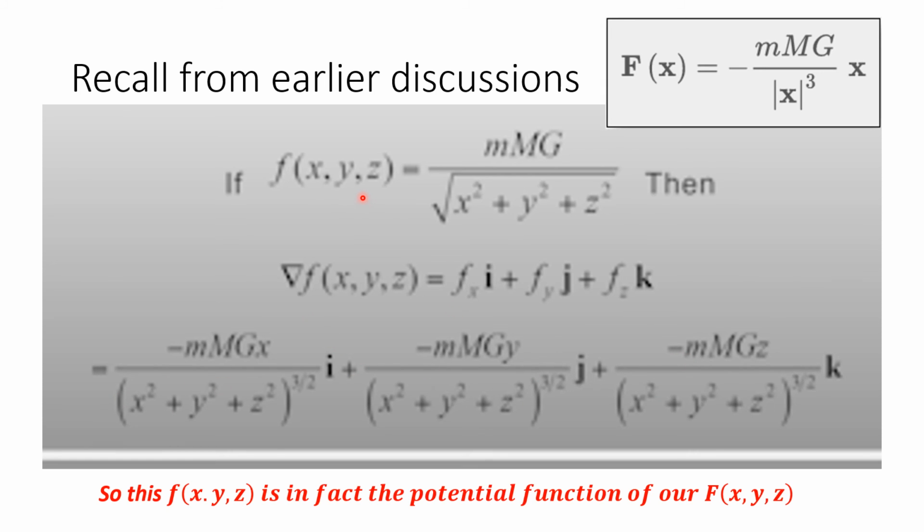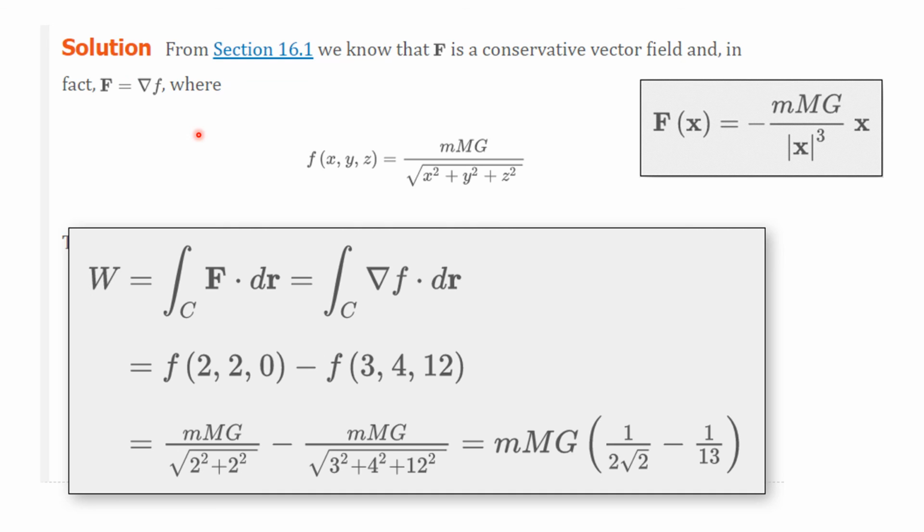So you see this is a situation where we have a potential function. And notice that the thing that we're integrating in our example is this capital F, which really is equal to this expression down here. So this lowercase f of x, y, z is in fact the potential function of our capital F of x, y, z. Okay, so once we have that, then the calculation is pretty clear.